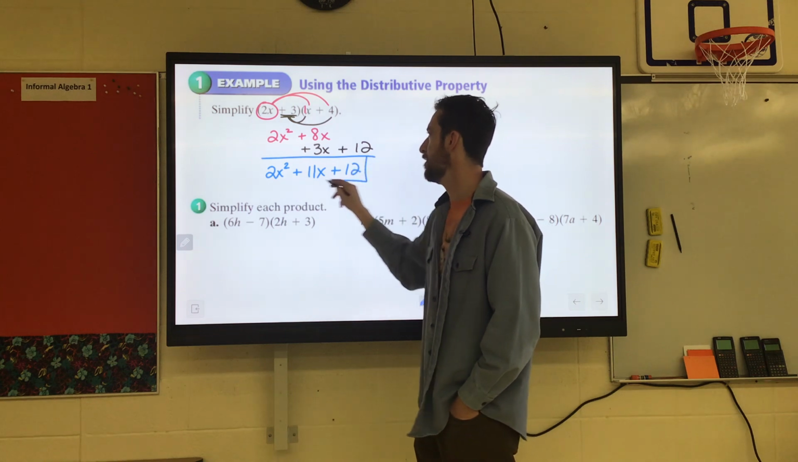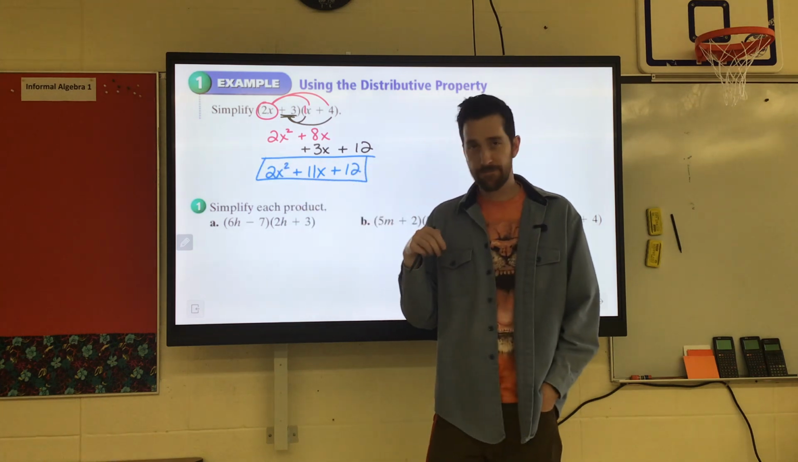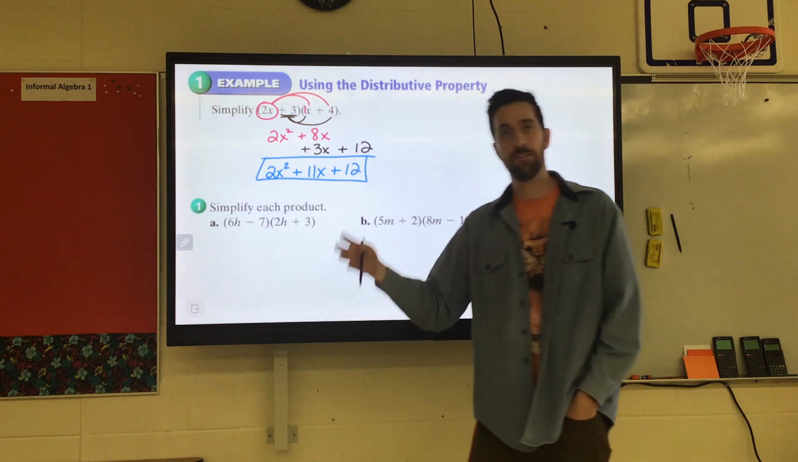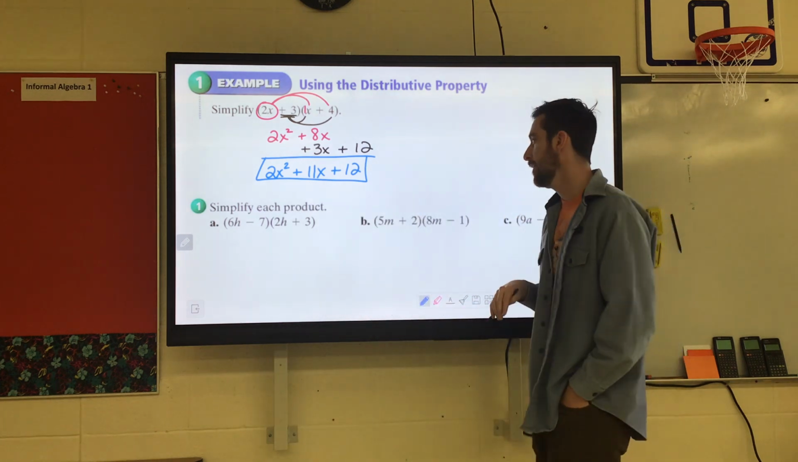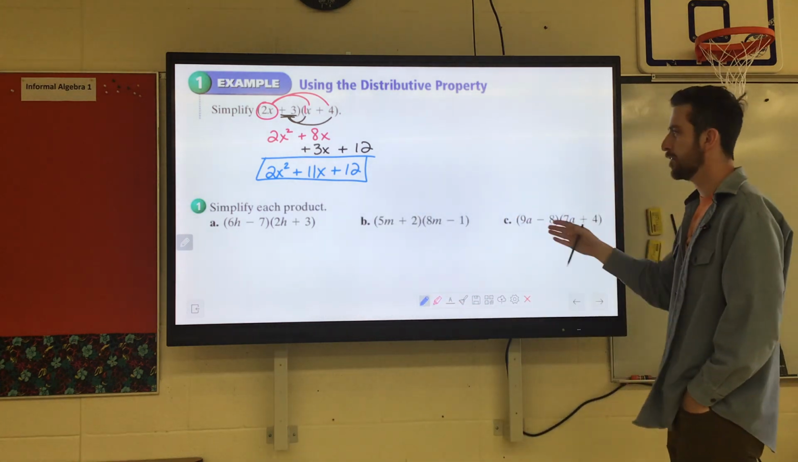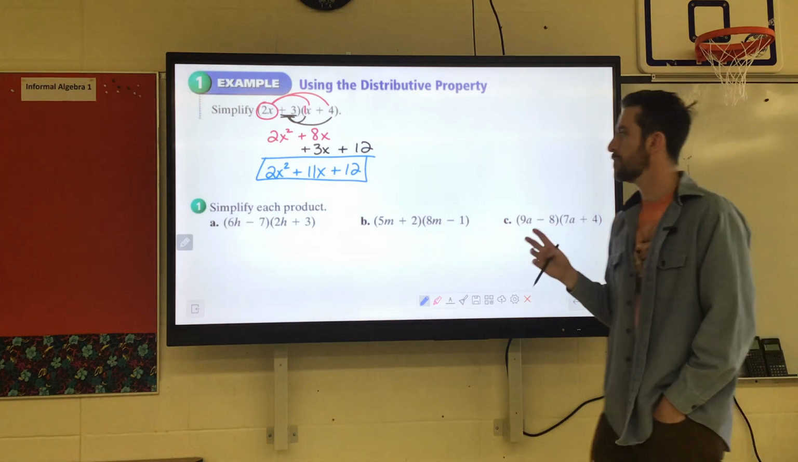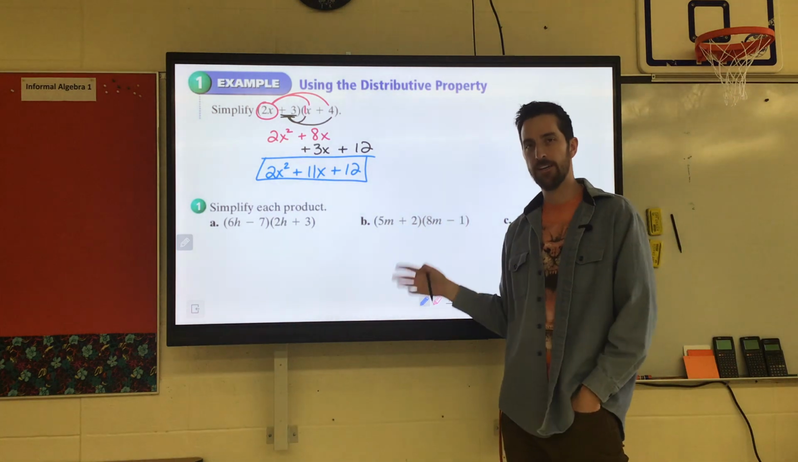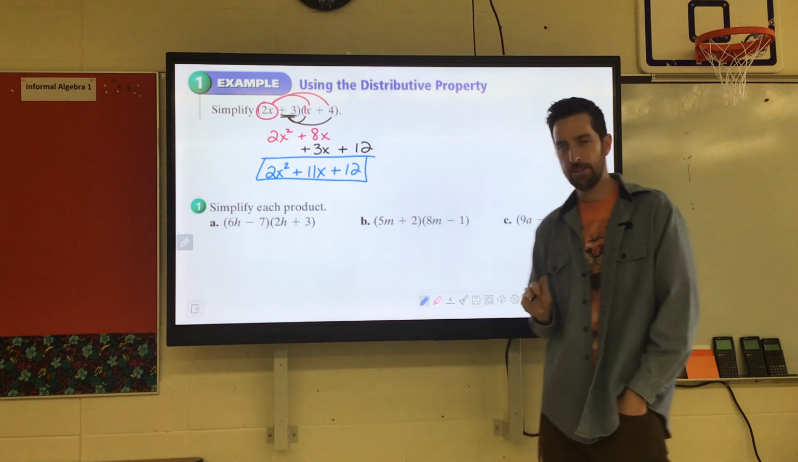That wasn't too bad, right? You multiply everything from one set of parentheses to everything in the other. So we're going to try another one here. We'll try C, and then I think you guys should pause it after that and try A and B, and we'll see kind of if we're on the same page here.